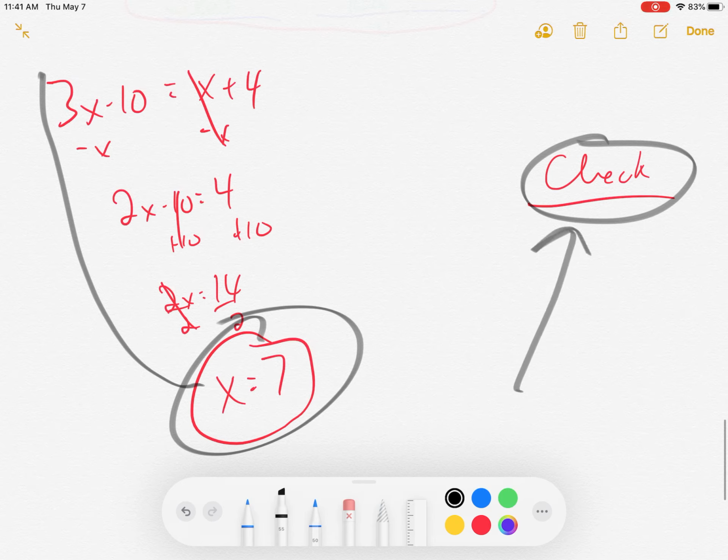Okay, so again, the only reason we need to check is because we cannot take a log of a negative number. So you just got to plug your answer back in, and if it does equal a negative number, it doesn't work. It's an extraneous solution.